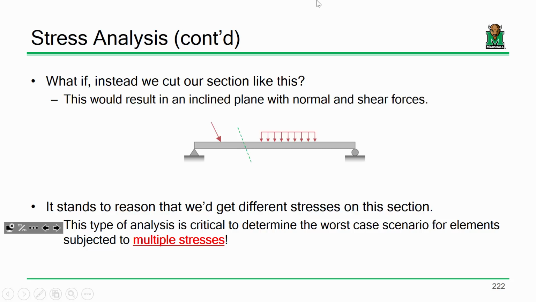Is it like this? Is it like that? Is it going the other way? What is the worst case orientation? Because as a designer, we need to understand what are the worst case stresses possible, because understanding that will allow us to determine, well, okay, how deep does that beam need to be? What's the appropriate diameter of that shaft and what have you?